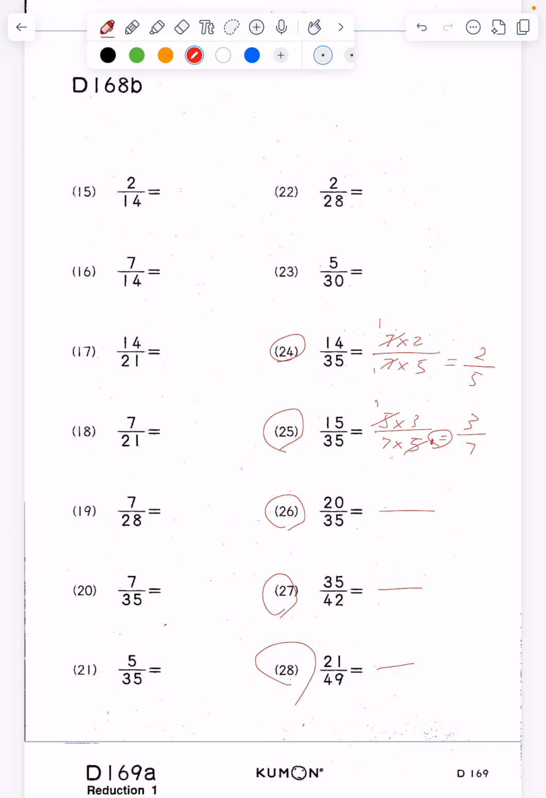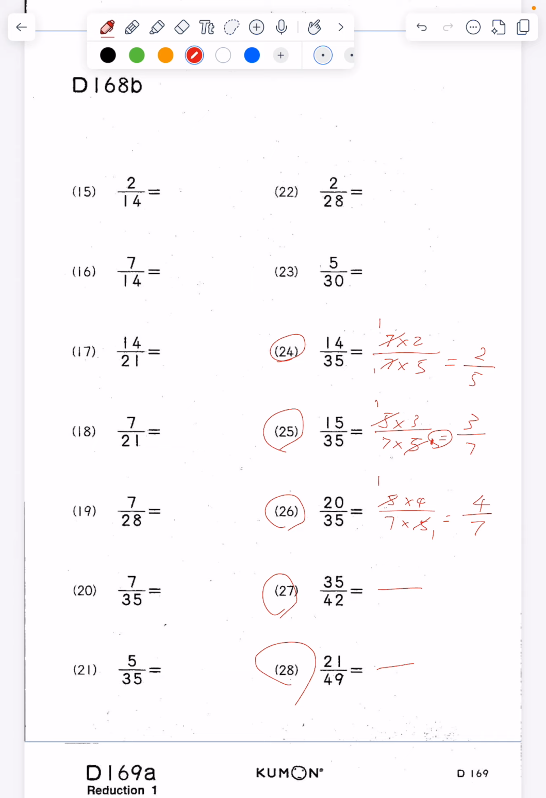5 times 7, and 5 times 4. What do you have in common? Both 5s. So what do I do? Cross the 5s and then write 1. Yes, very nice. So what do I have left? I have a 4 on top, 7 on the bottom. Good job. So 4 over 7. Okay. All right, buddy.